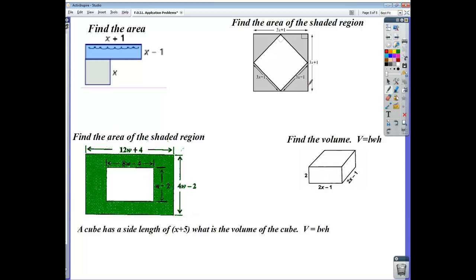Again, find the area of the whole, take out the area of the white part. Please remember, use your parentheses when you're subtracting. And then the volume is just the length times the width times the height. And then the same thing here, length times width times height.